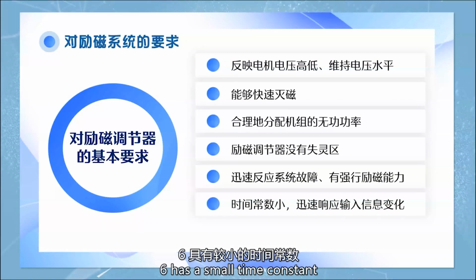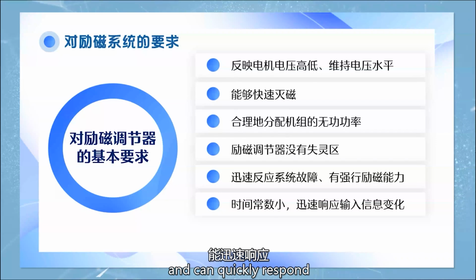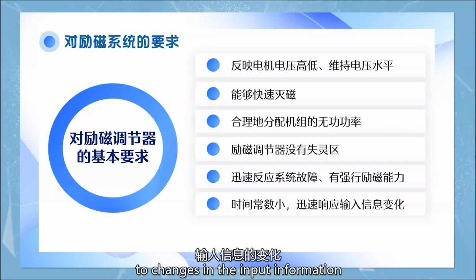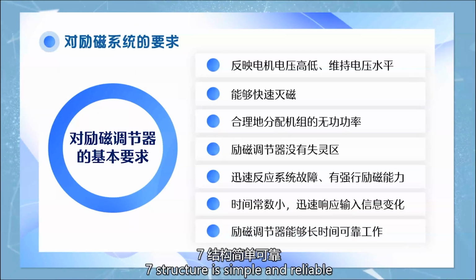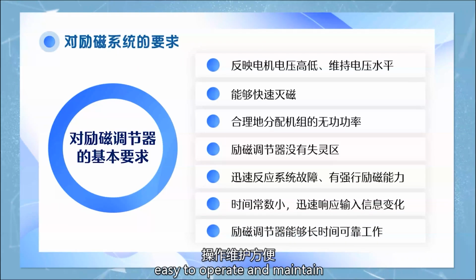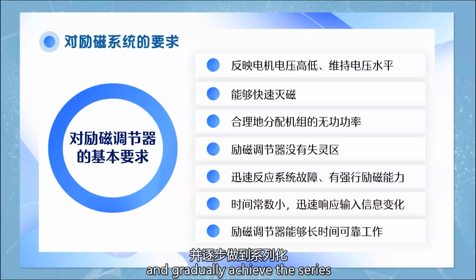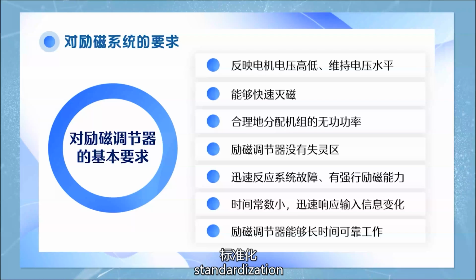Sixth, have a small time constant and can quickly respond to changes in the input information. Seventh, the structure is simple and reliable, easy to operate and maintain, and gradually achieves series standardization.